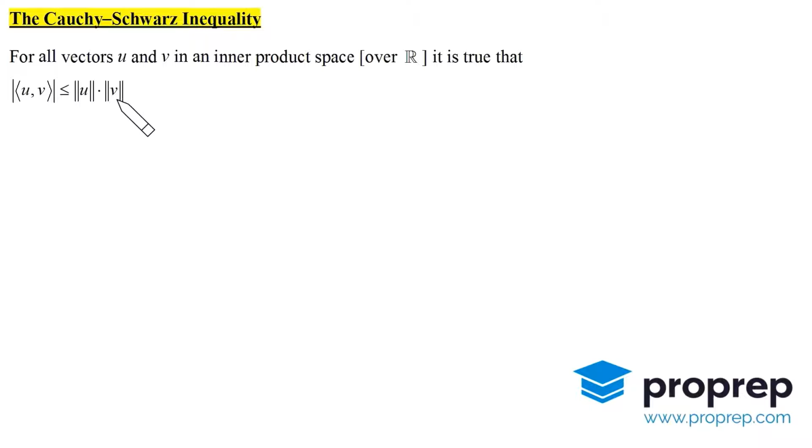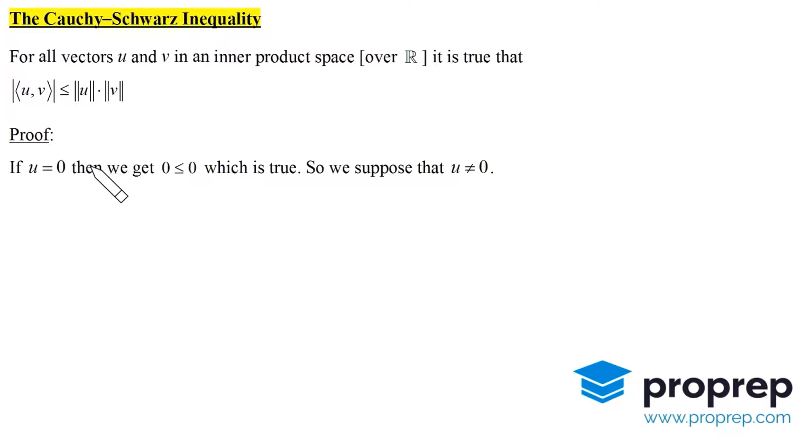And I think we're going to prove it. I mean to say, let's prove it. So here goes. We'll start off by assuming that u here is not equal to 0, because if u equals 0, then the left-hand side is 0, because 0 inner product with anything is 0. And the norm of the 0 vector is 0. So we'll just get 0 less than or equal to 0, which is true. So this case is dealt with separately. So for the rest of the proof, we're assuming that u is not the 0 vector.